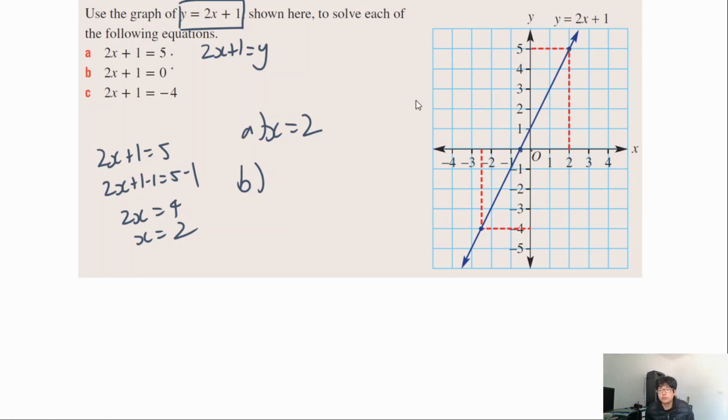That point is right between the 0 and the negative 1. So that will be negative 0.5, or you could write negative 1/2. Either one is fine there. Moving on to question C, we have 2x plus 1 equals negative 4. So our y value is negative 4. Go to y equals negative 4, go to the left until you hit the line, and that is right in between the negative 2 and the negative 3, so that will be negative 2.5. Either one's fine here as well.